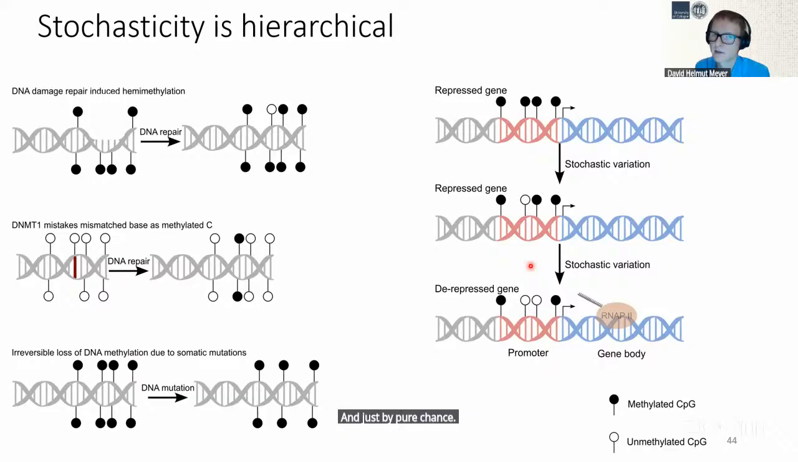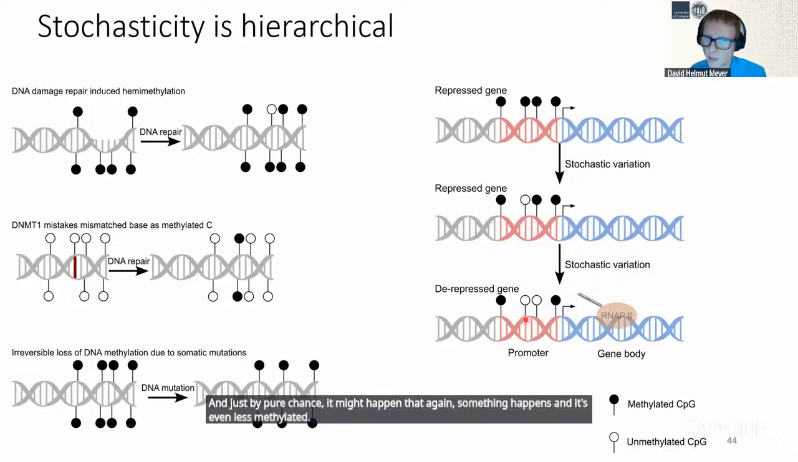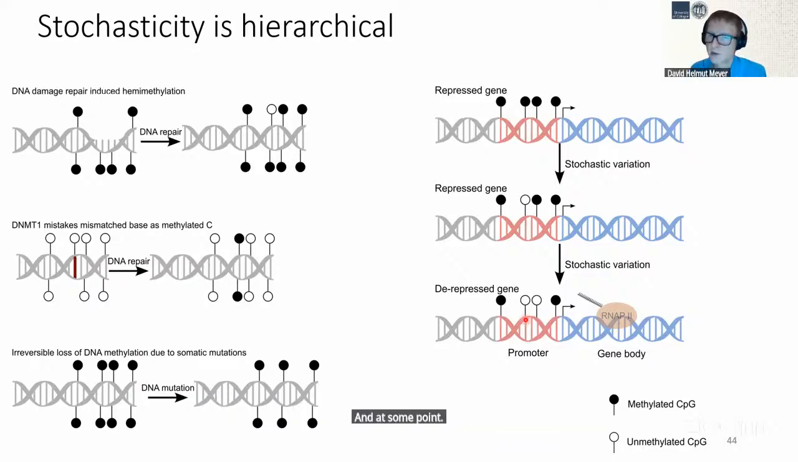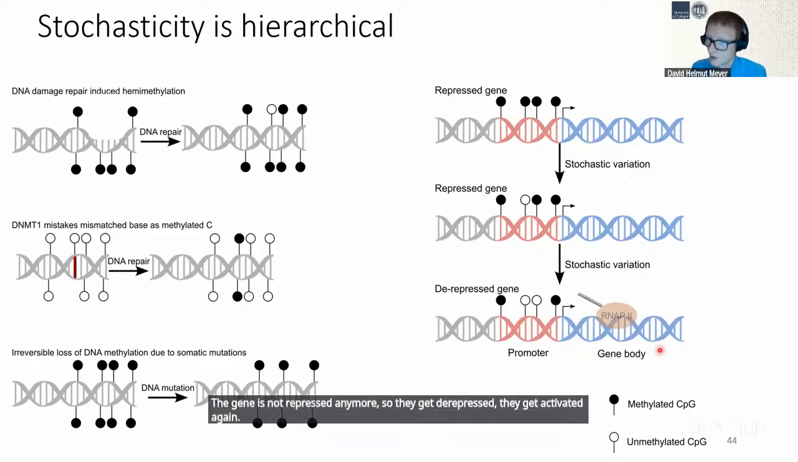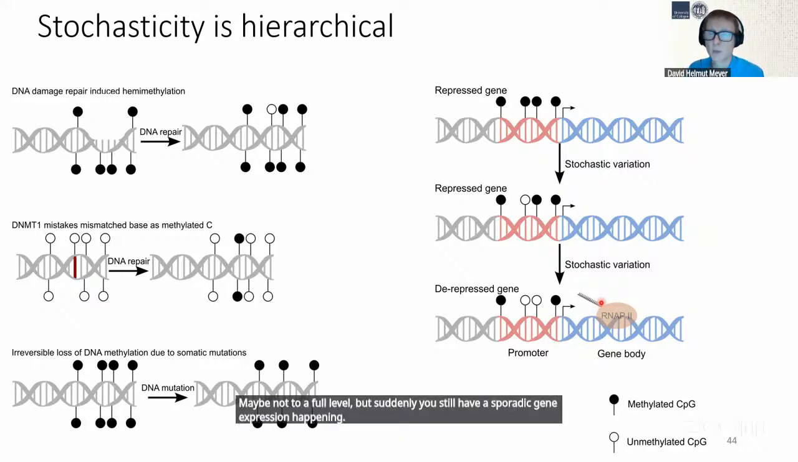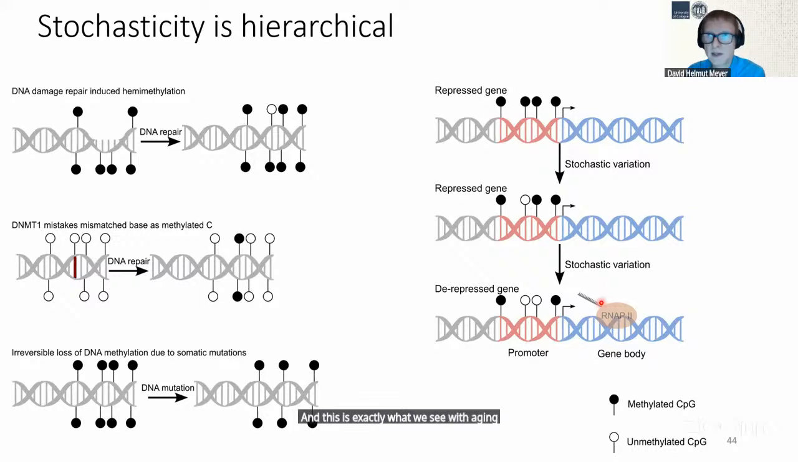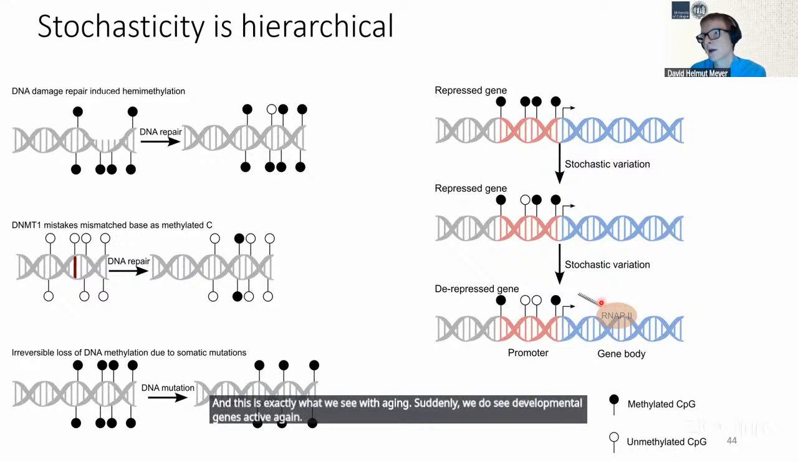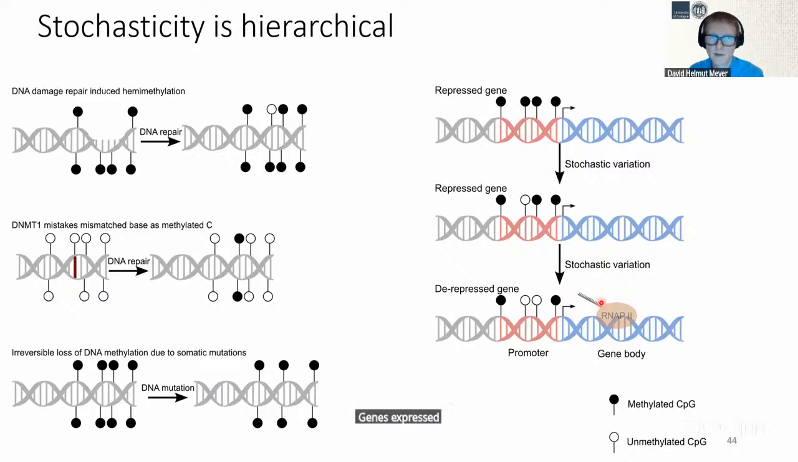And just by pure chance, it might happen that, again, something happens and it's even less methylated. And at some point, the gene is not repressed anymore. So they get de-repressed, they get activated again. Maybe not to a full level, but suddenly you still have sporadic gene expression happening. And this is exactly what we see with aging. Suddenly we do see developmental genes active again. If you look at a liver cell, you suddenly see genes expressed from different cell types that are not supposed to be there. You have a loss of cell type identity.